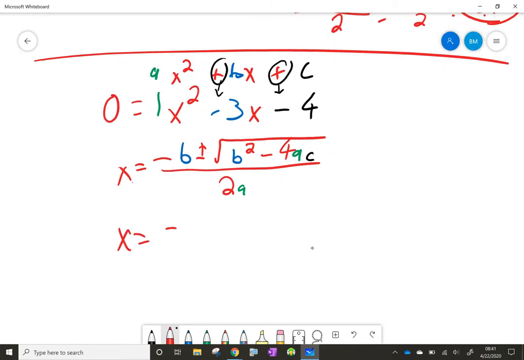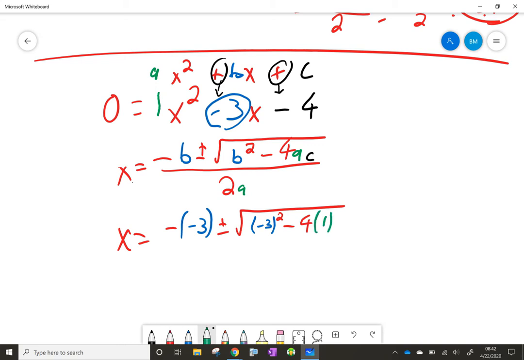X equals negative. Now the b value is negative, so I'm plugging in another negative, right? You've got the negative that's part of the formula, and then you've got the negative that's a part of the b. So we end up with a double negative there. And we will simplify that, but let me just write out the formula first. So plus minus the square root of b squared. So b, remember, is -3, so we're squaring -3. -3 squared minus 4 times a, which again is 1, times c, which is -4. All divided by 2 times a, which is 1.